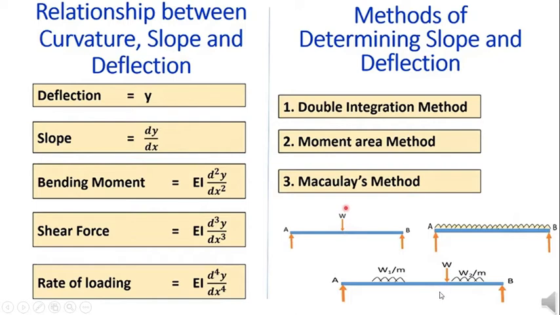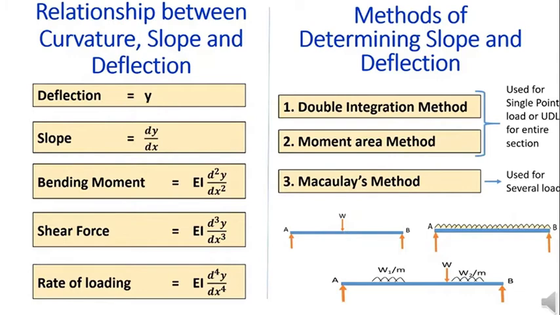The first two methods, double integration and moment area method, are used when an individual load is applied. The third, Macaulay's method, is used for mixed loads, where the point load and UDL load are both acting on the beam. So you can see they use a single point load or UDL load for the entire section. The double integration method and moment area method are used for a single load, and Macaulay's method is used for several loads, that means UDL and point load mixed.